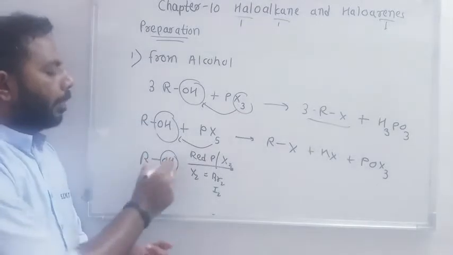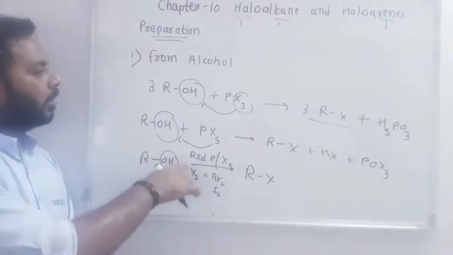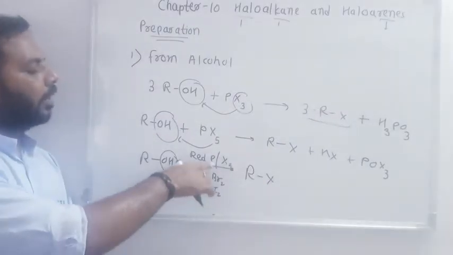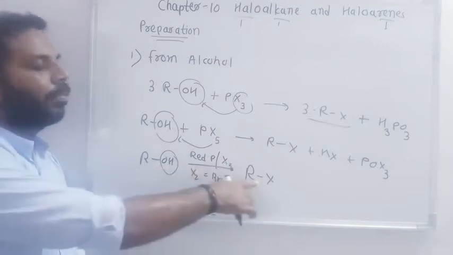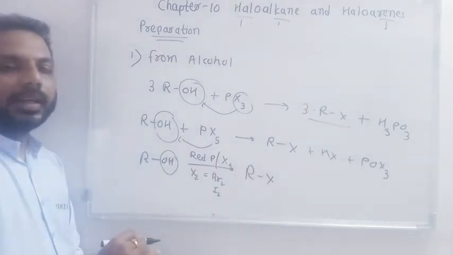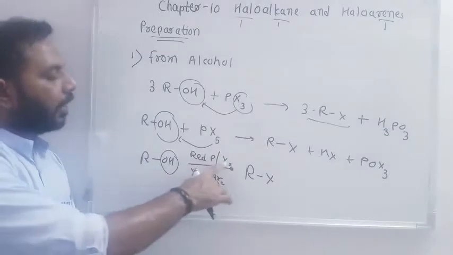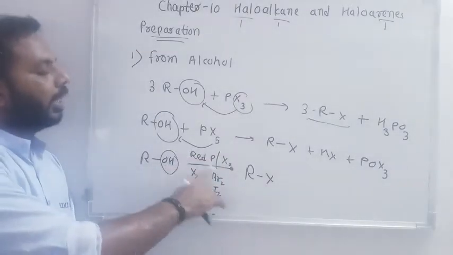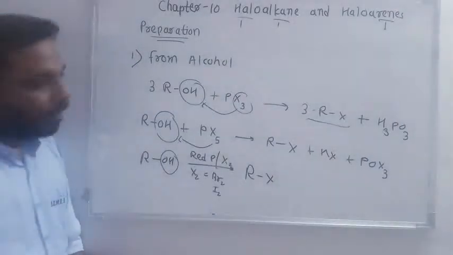OH group will be replaced by halogen and we will get RX, which means haloalkane. So this is the same reaction, like halogen can replace OH minus and it will form haloalkane. But here the catalyst is different. Here the catalyst is red phosphorus. So alcohol reacts with halogen in presence of red phosphorus and it will form haloalkane. Simple. Next reaction from alcohol.